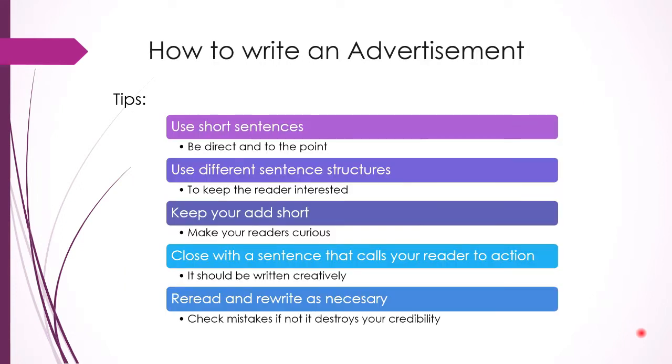Now, how to write an advertisement? Well, the tips are the following. We are going to start with the first one. First of all, you have to use short sentences. Why? Because we have to be direct and to the point. The second tip is you have to use different sentence structures. For example, it can be commands, such as: look, here, only for 2 hours, today, you are learning better. It can be in present, it can be in past, it can be in any tense, in order to keep the reader interested. The third one is to keep your ad short.